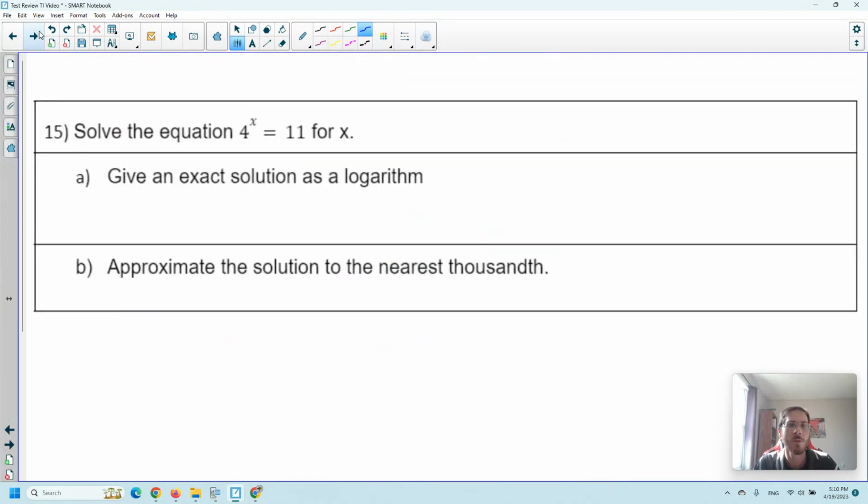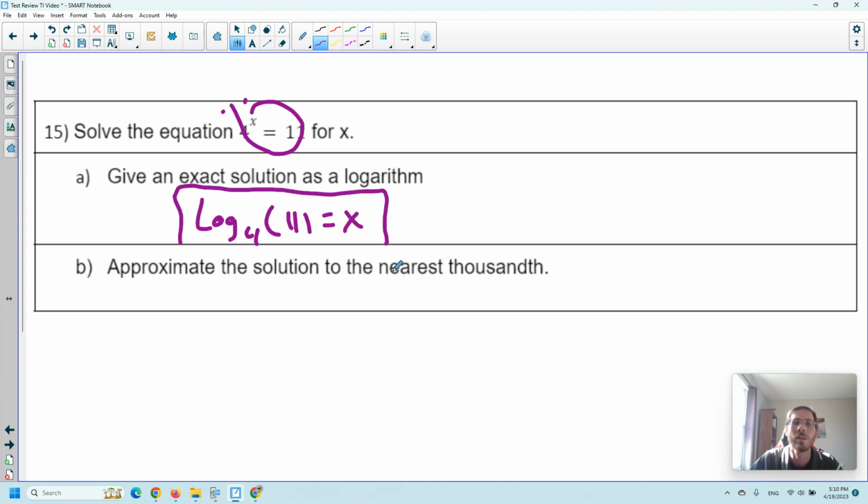All right, 15, solve the equation for x. Now it says give the exact solution as a logarithm and approximate the solution to the nearest thousandth. So that means that we can't just use the calculator. We have to do it by hand first because we have to give the exact solution as a logarithm. You can use your favorite solving method, whether it's log both sides, definition, or the snail. Log base 4 of 11 equals x, and that's actually it. That's what we want to do for the exact solution.